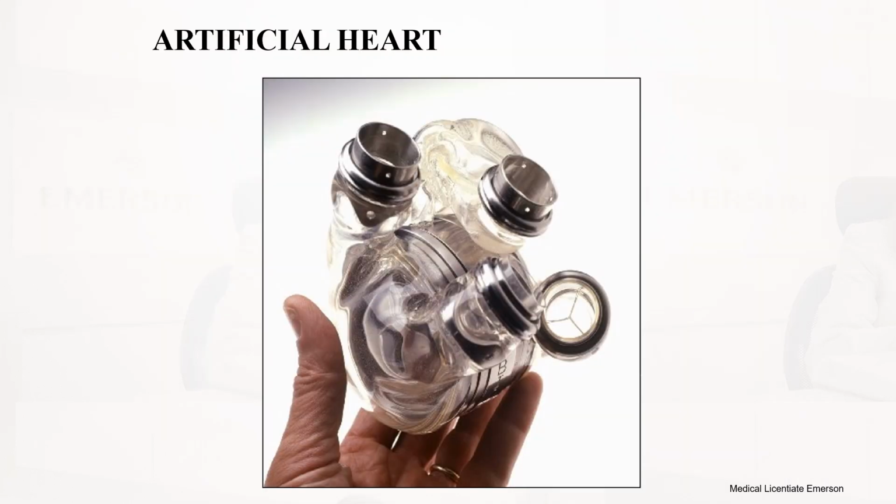Then the other thing which can be done is the artificial heart, which can be put in. Apart from the artificial heart, you can also put in a pacemaker. An artificial pacemaker can be made in addition to the artificial heart. The artificial pacemakers are the ones which are commonly done.